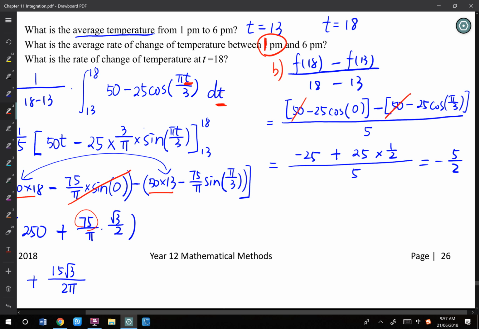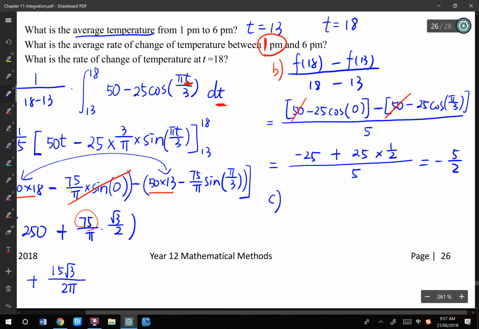So that's the average rate of change. You can see it looks quite similar, like average rate of change and average y value, all divided by 5, all divided by b minus a, but one is the area divided by that, and the other one is f2 minus f1 divided by that. Okay, you have to look at the last one.